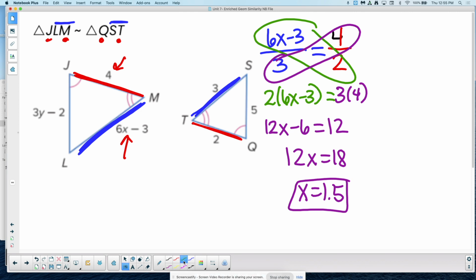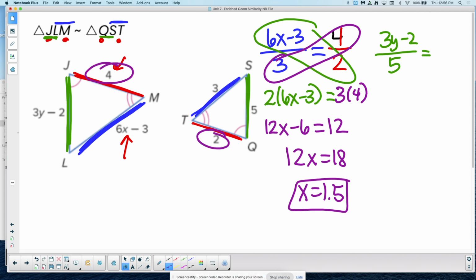All right, and then our last one here, we're looking for y. So I noticed that JL matches QS, which is 5. So 3y minus 2 over 5 is equal to, now it's your choice. You could, again, use whatever sides you want since you know what the value of the x is, but I just like to keep it simple. I'm going to use the sides that just were given to me, which is 4 and 2. Again, since I started with this triangle, I have to put 4 on top. So 4 over 2.